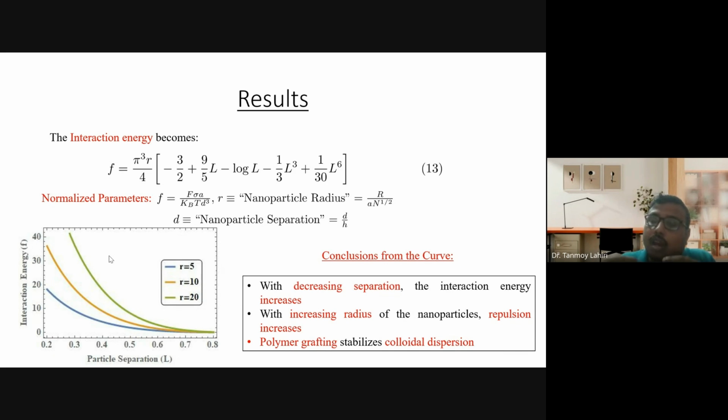And therefore, this polymer grafting plays an important role in order for the particles or the colloidal particles or the nanoparticles to stay away from each other, reduce their interaction energy, and be uniformly dispersed in the whole solution. So here is the conclusion from the curve: if we decrease the separation, the interaction energy increases, and with increasing radius of the nanoparticles, the repulsion is also increasing. And basically what we can conclude from here is that polymer grafting is a very unique way of dispersing nanoparticles or colloidal particles uniformly in a solution.